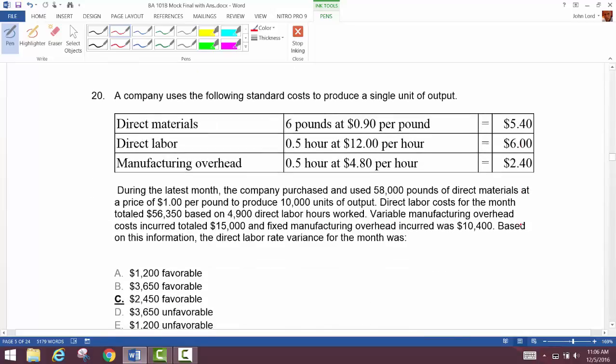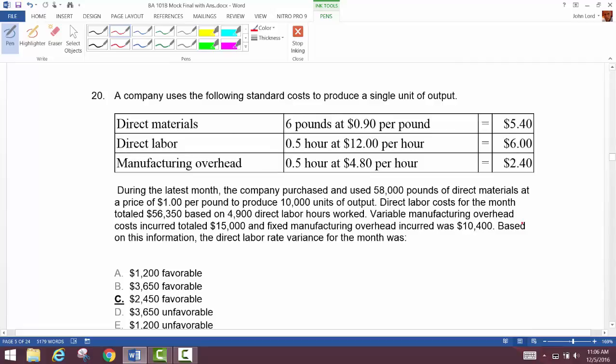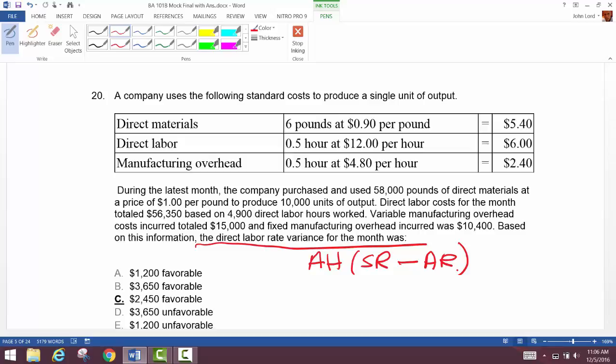And let's take a look at this one. Same set of facts. What I like about this question is we cover all the different variances with the same set of facts, right? Okay. So now we're looking for what? Direct labor rate variance. Direct labor rate variance is going to be actual hours times the standard rate minus the actual rate. And so my actual hours are what? 4,900? So that's 4,900 actual hours.